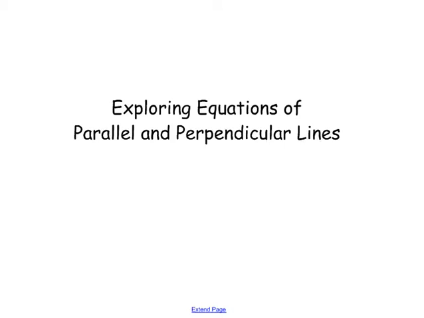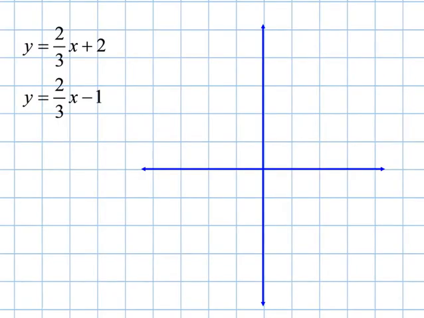This lesson is on exploring equations of parallel and perpendicular lines. We're going to start out by graphing these two lines, y equals 2/3 x plus 2 and y equals 2/3 x minus 1. If we just start by looking at the equations, they're both in slope-intercept form, and we might notice that they have the same slope, but they have different y-intercepts. And let's look at what that looks like when we graph them.